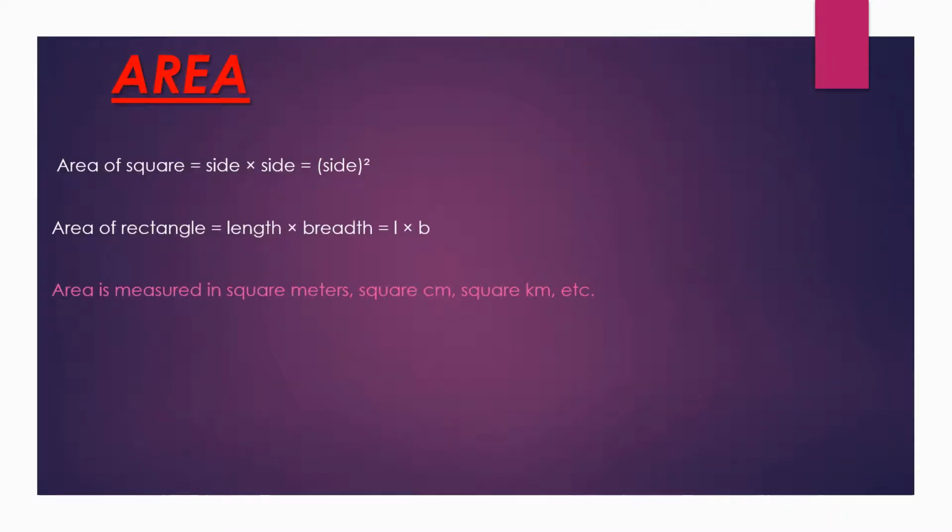Next topic is area. Area of a square is equal to side into side, that is side square. Area of a rectangle is equal to length into breadth, that is length L into B. Area is measured in square meters, square centimeters, square kilometers, etc. Let us start with practice set 45. If the side of a square is 12 cm, find its area.